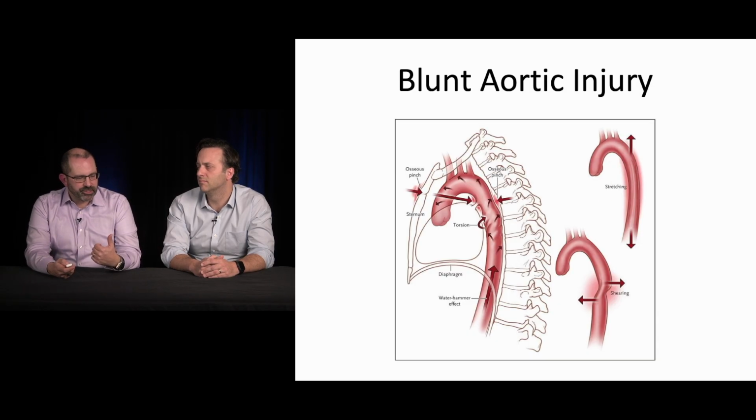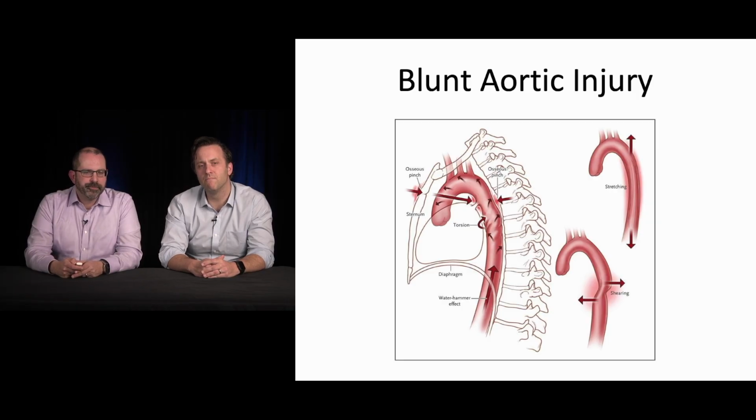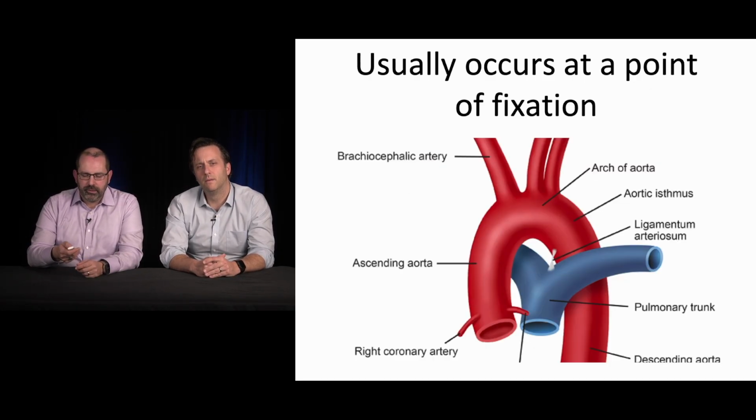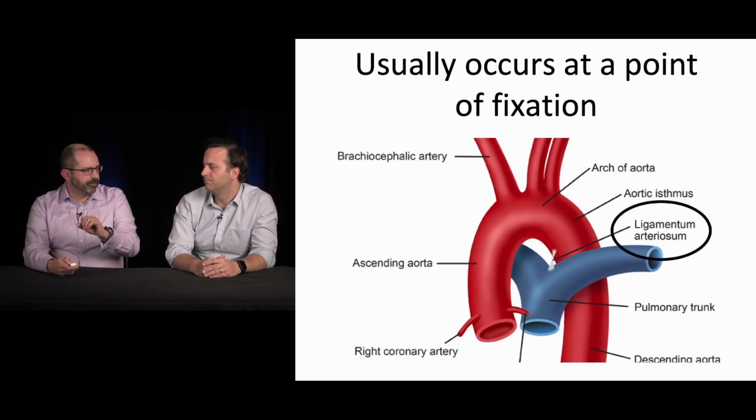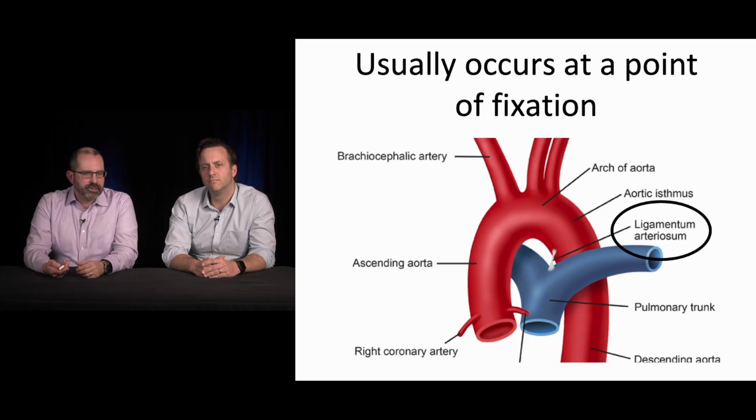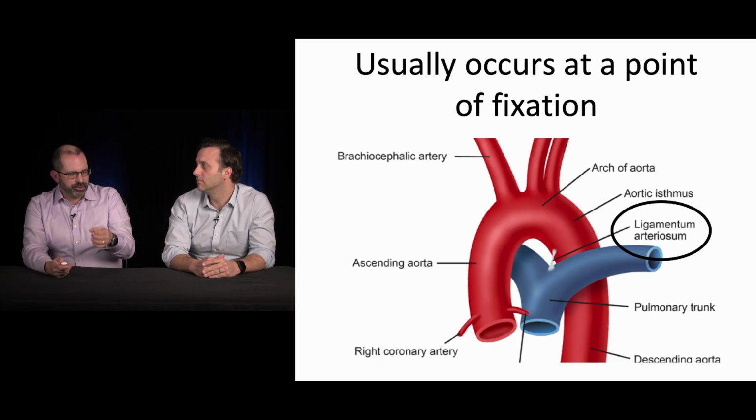So I put a lot of stock in a T-bone type mechanism, and that just heightens my suspicion for something like this. Looking at a diagram here, this is the classic point of fixation, right after the takeoff of the left subclavian, at the ligamentum arteriosum, where the ductus scars down and provides a point of fixation. Another place where you can see this happen is as the aorta goes through the diaphragmatic hiatus. That's also a point of fixation.